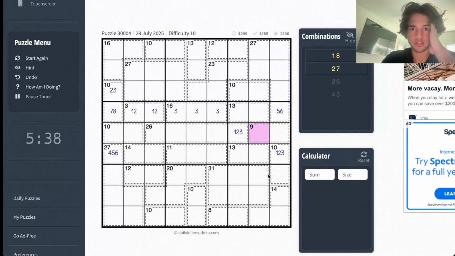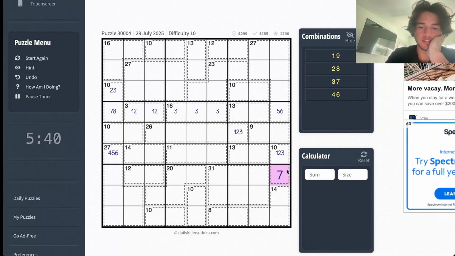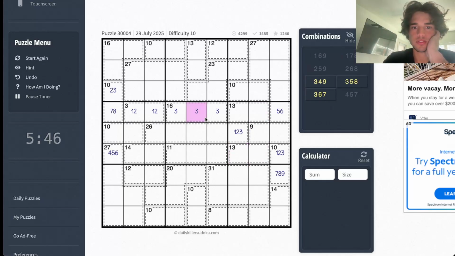And man, this puzzle is hard. So you get 7, 8, 9. You get 5 or a 6 now. So yeah, I guess all of those are marked. So you're gonna need a 4, 9 somewhere here.